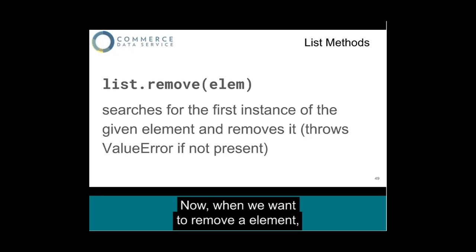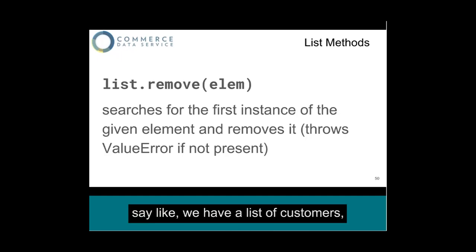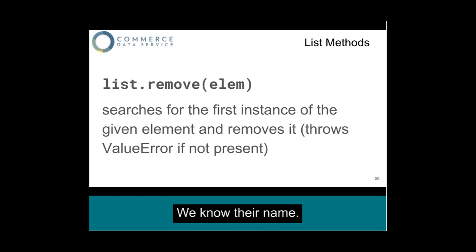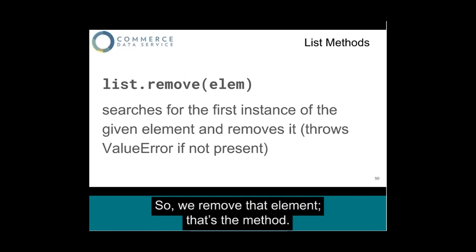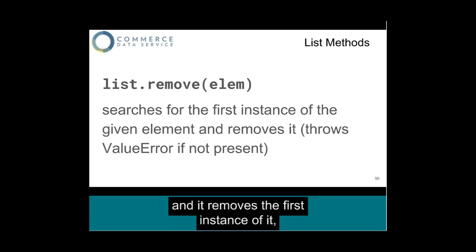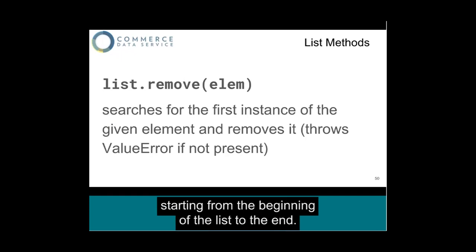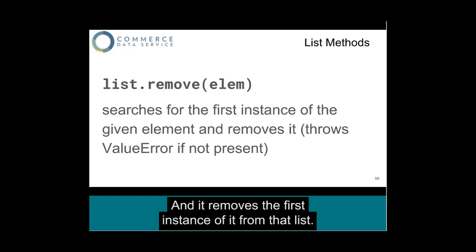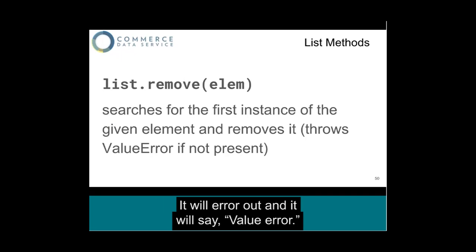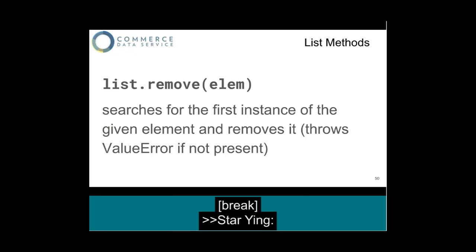Now, what if we want to remove an element? Say we have a list of customers, and we know this one is no longer a customer of ours. We want to remove it from our list. We know their name, so we remove that element. That's the method: list.remove(element). It removes the first instance of it, starting from the beginning of the list to the end. If it cannot find it, again, it will stop the program. It will error out, and it will say ValueError.